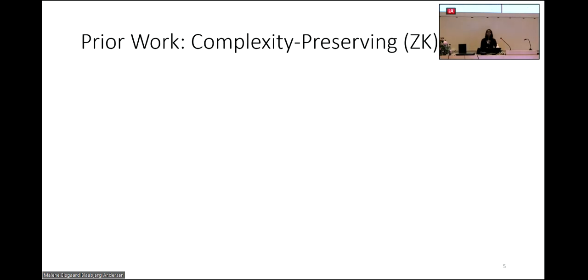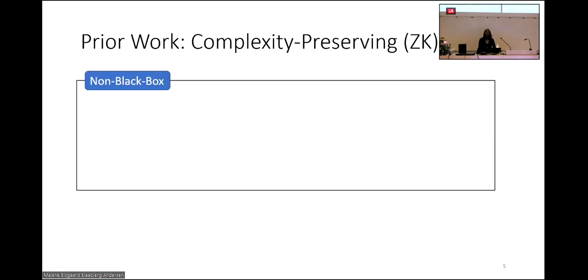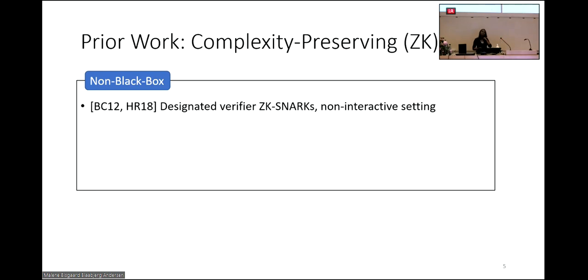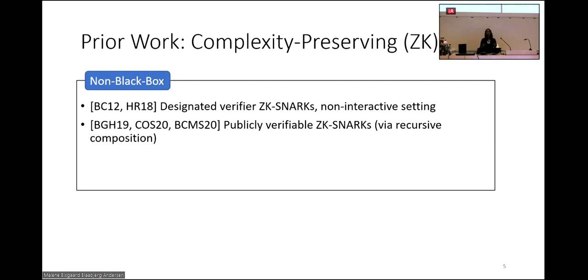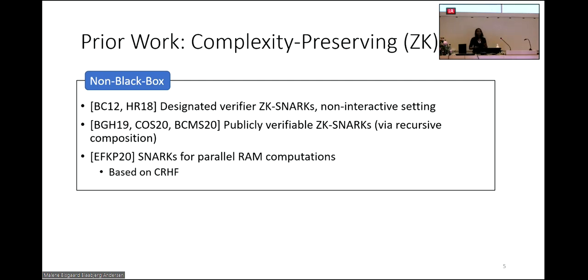Just focusing on works that are complexity preserving, first, we consider non-black box approaches. The first one is for designated verifier ZK-SNARKs. It was shown how to get a complexity preserving prover and succinct verifier in the non-interactive setting by Bitansky, Chiesa, and Holmgren, Rothblum. And later, publicly verifiable ZK-SNARKs were also shown by recursive composition. And lastly, if you're willing to relax the zero knowledge property, you can get SNARKs for parallel RAM just based on symmetric key assumptions, that is collision resistant hash functions.